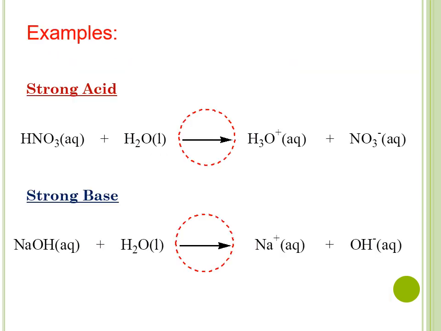Here is an example of a strong acid and a strong base. Nitric acid dissociates completely, so it uses the one-way arrow to become hydronium ion and nitrate ion, whereas sodium hydroxide dissociates completely and also uses the one-way arrow to produce Na plus and OH minus.